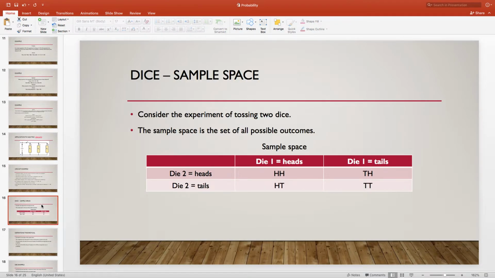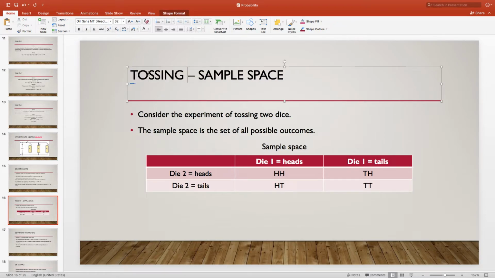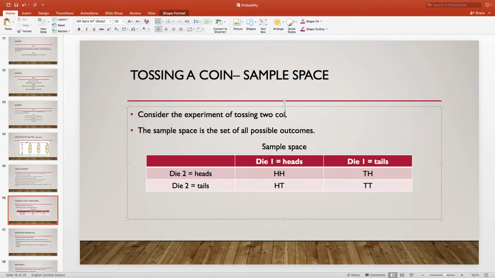Now here's an example, not of dice, but of tossing a coin. And this should be coin, so I apologize. Okay. And so we're going to toss 2 coins, and I'm going to ask you, what is a sample space?